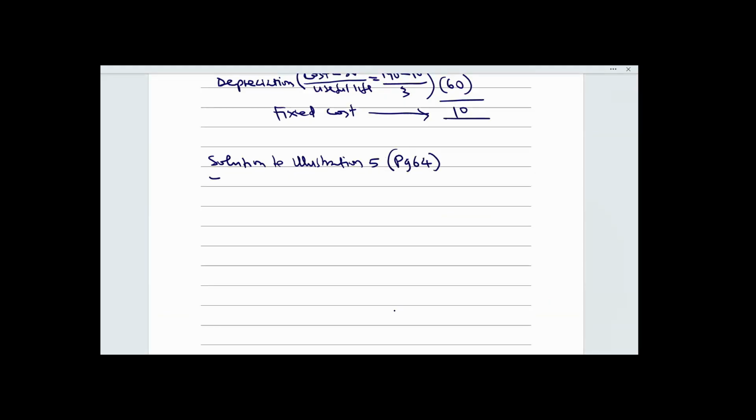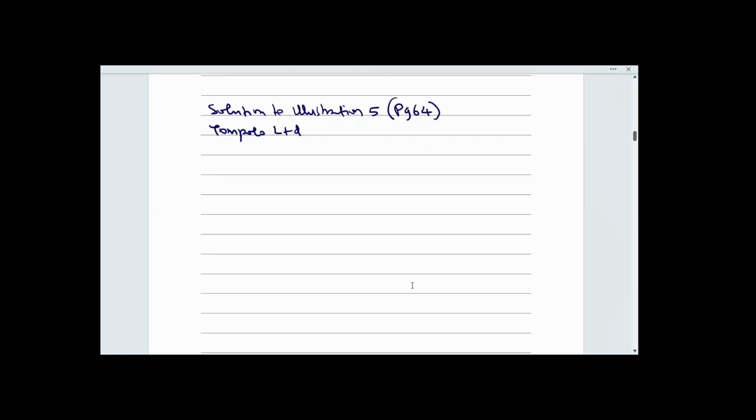So the name of the company is Tompolo Limited. Now, we want to calculate expected NPV. You can't just go ahead and calculate expected value. So expected NPV, there are stages. There are steps we are supposed to carry out. So the first working is to calculate expected value and variance. So I would then say expected value and variance. We match the two together in a table.